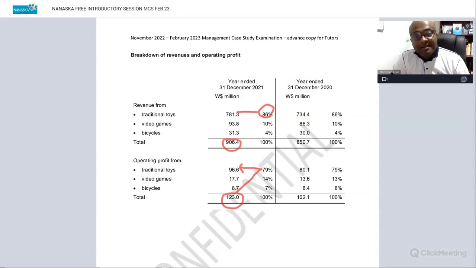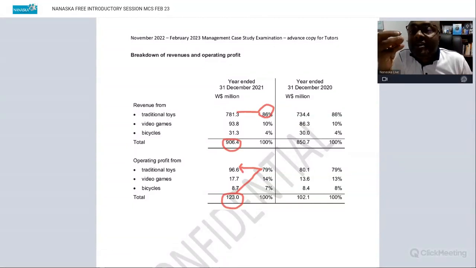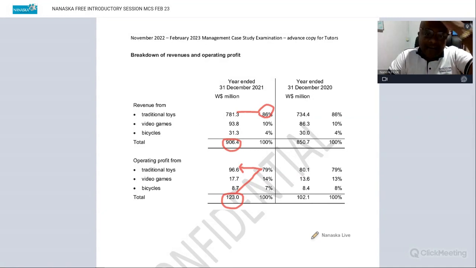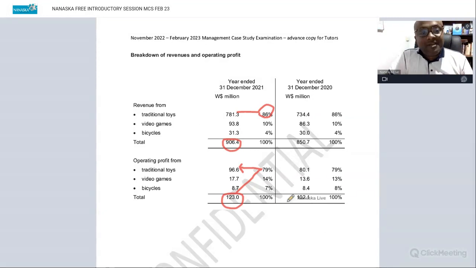That means traditional toys are giving a lower return. 86% of the sales, 79% of the operating profit. Sales are high, return is less. Video games is interesting: 10% of the sales, 14% of the operating profit. Video games are more profitable.